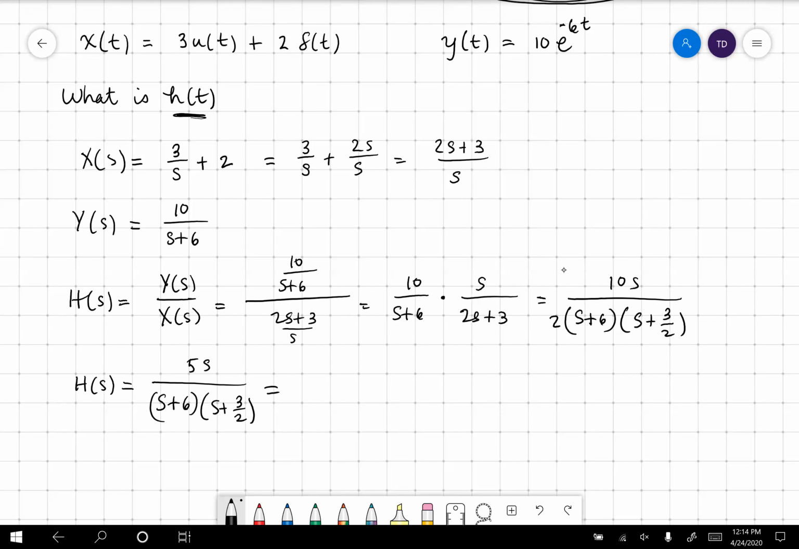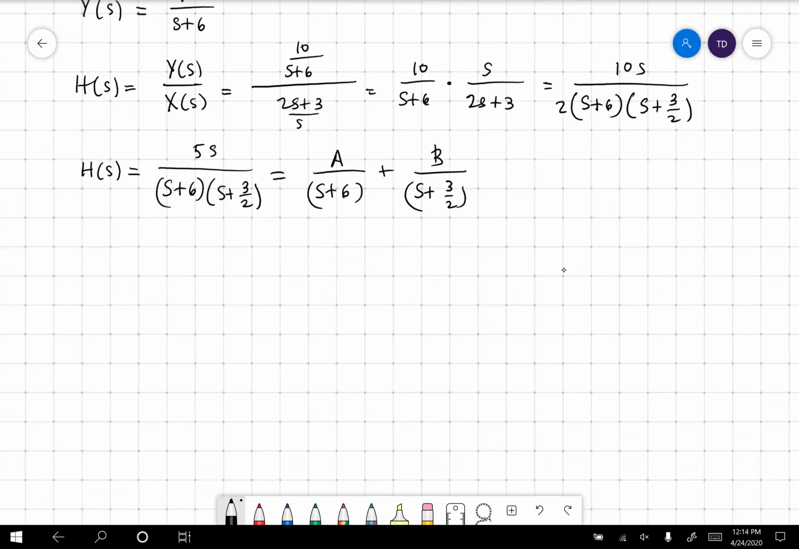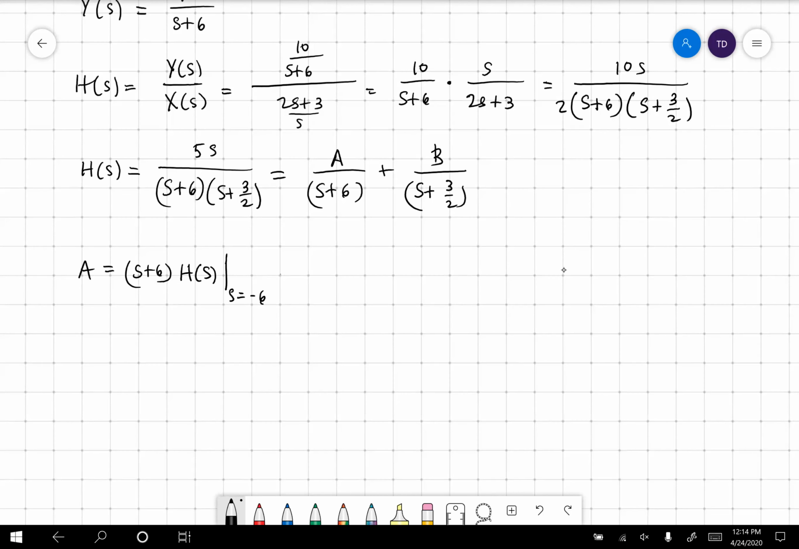Now, let's do our work. That's A over s plus 6 plus B over s plus 3 halves. We can find A and B, so let's go ahead and do that. A equals (s plus 6) times H of s, evaluated when s equals minus 6. So that's equal to 5s divided by s plus 3 halves, evaluated when s is equal to minus 6.